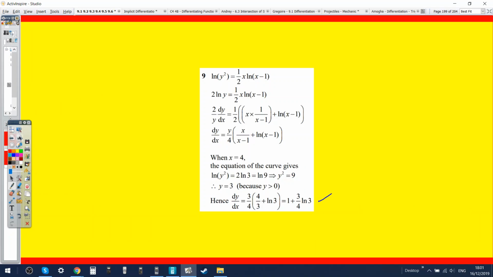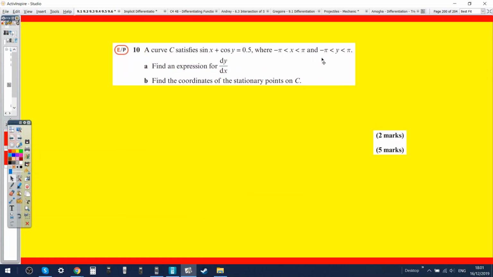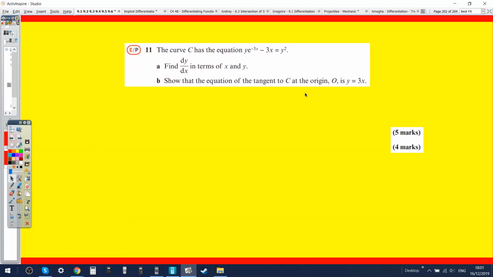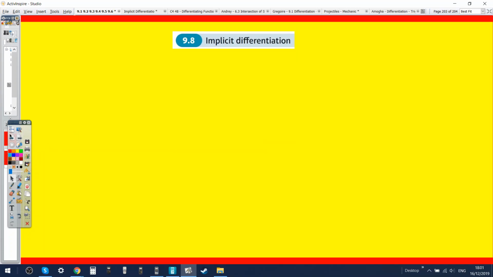Brilliant. Let's see, what did we not get to? Curve, sine, find expression, and then stationary points. How do you find stationary points? dy by dx is equal to 0. So we would just find dy by dx, make it equal to 0, solve, and then show that the equation of the tangent. We did a lot. Hey, so implicit differentiation.